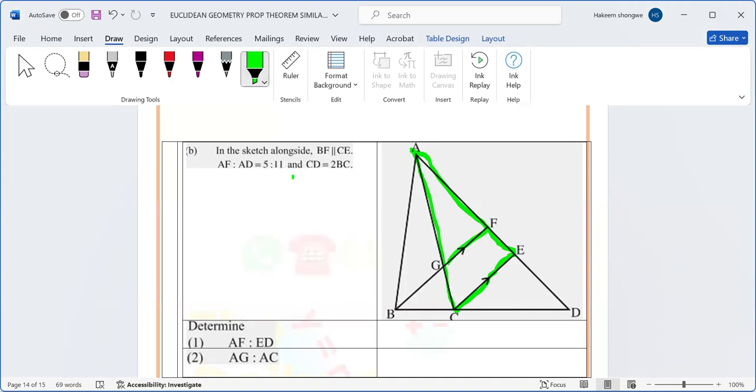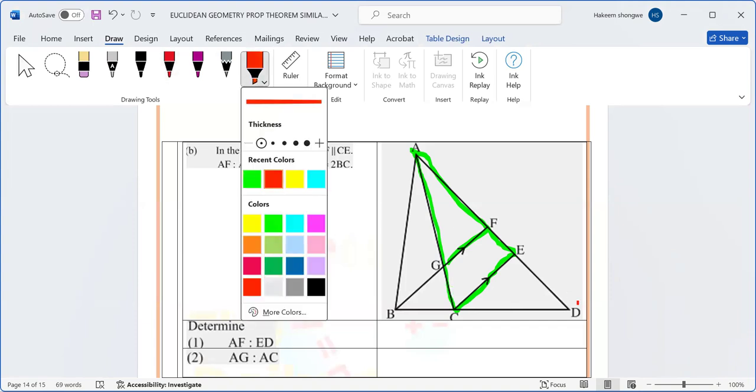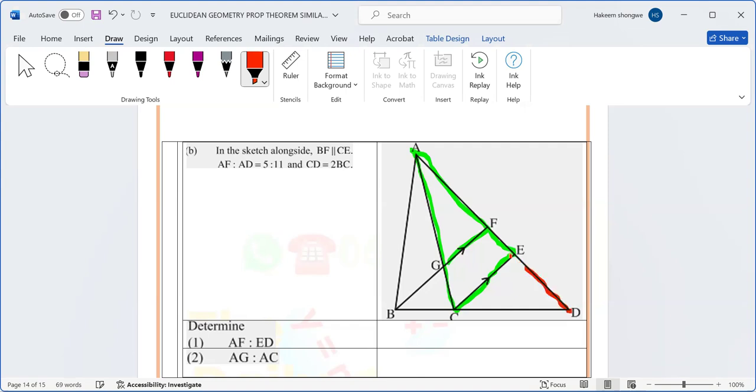Okay. What else? We also have another triangle, which is hidden. It's not so clear. The other one that I saw, Mina, is this one, DFB. This one also has the parallel lines. So these are the two triangles that we're going to be dealing with. The green one, and the red one.